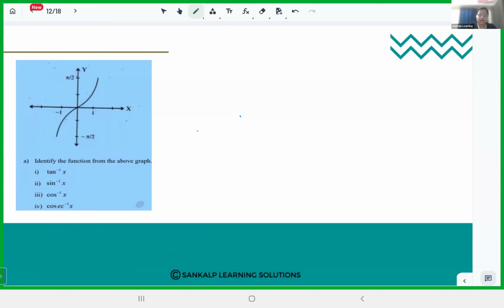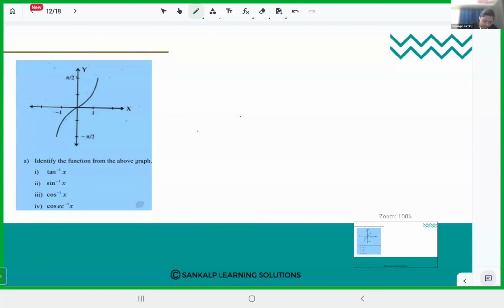So you can see a graph in the slide. The question is: identify the function from the above graph. All right. You have to observe the graph and you have to identify the particular function. So how will you identify a function from a given graph? You have to analyze the domain as well as the range of the function, right? So what is the domain here?